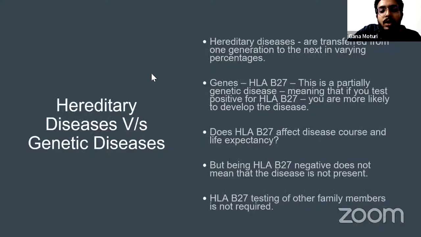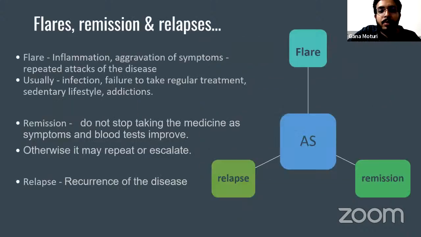Hereditary diseases are usually transferred from one generation to the next generation. However, this HLA-B27 can be transferred from one generation to another, but its expression is different, and various environmental risk factors together with the genetic expression only will cause the disease in susceptible individuals.